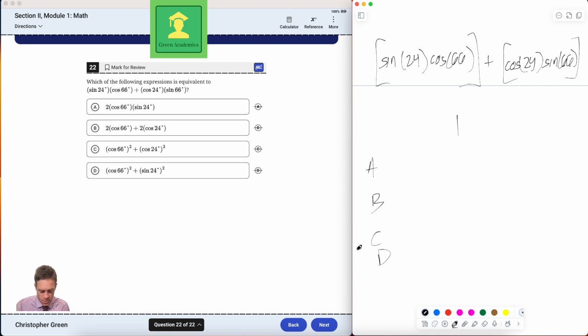Then simply try the answer choices one at a time. 2 cos 66 times sine 24? No. 2 cos 66 plus 2 cos 24? No. Cos of 66 squared plus cos of 24 squared? Yes. And then just to be thorough, is it cos of 66 squared plus sine of 24 squared? No. It's C as in cat.